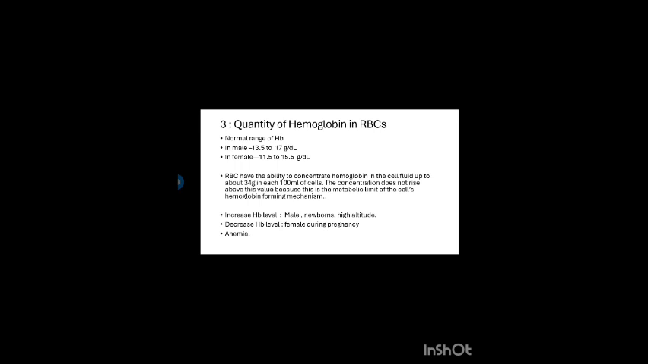RBCs have the ability to concentrate hemoglobin in cell fluid up to about 34 gram in each 100 ml of cells, and the concentration does not rise above this value because this is the metabolic limit of the cell's hemoglobin forming mechanism.